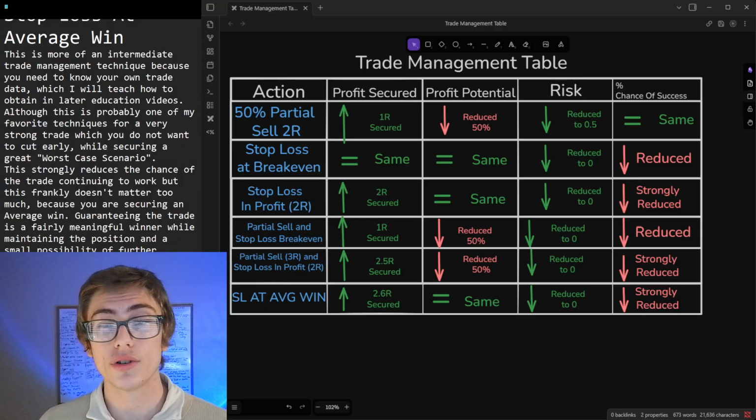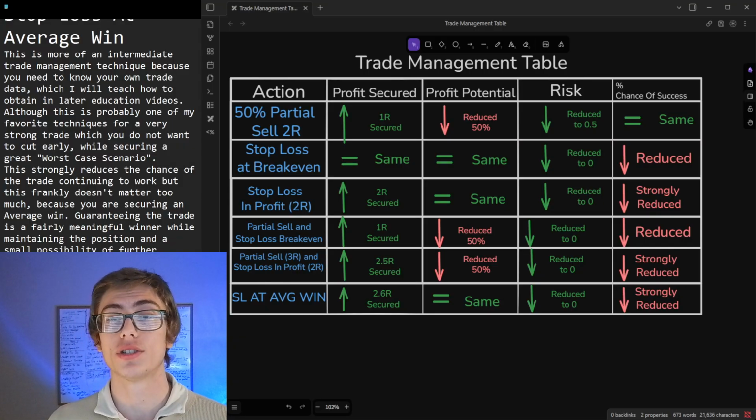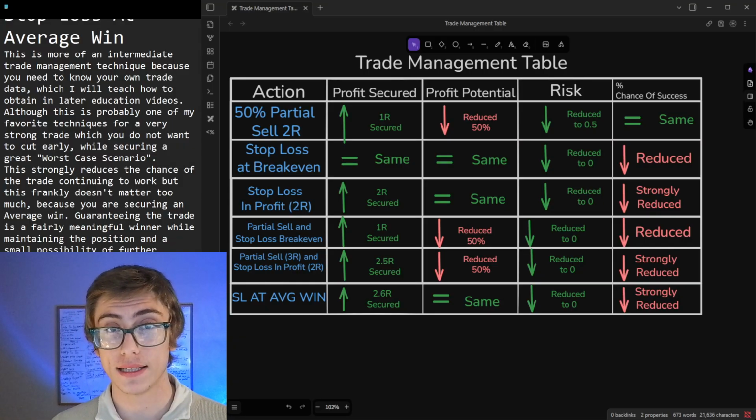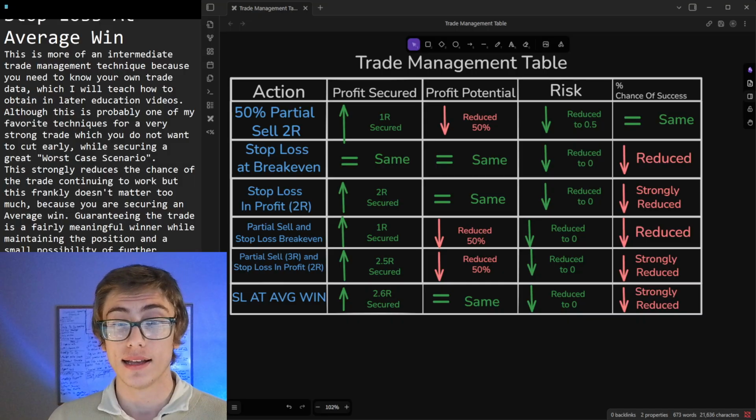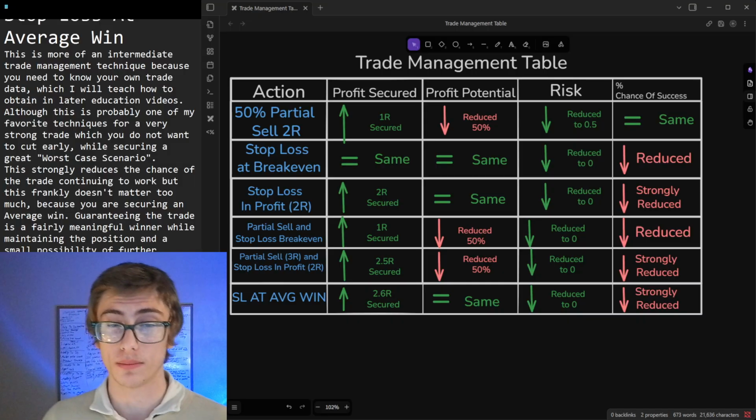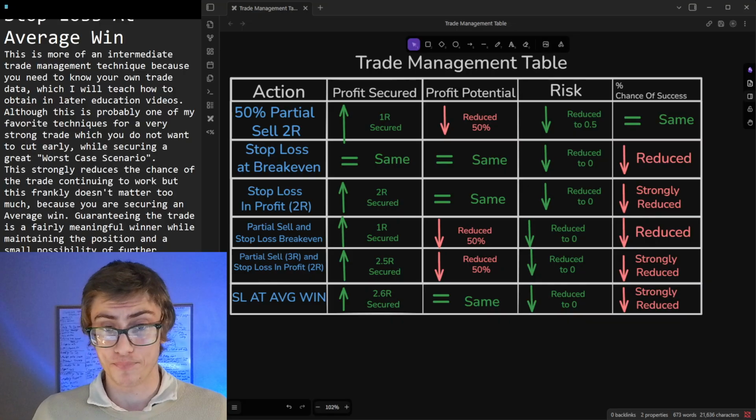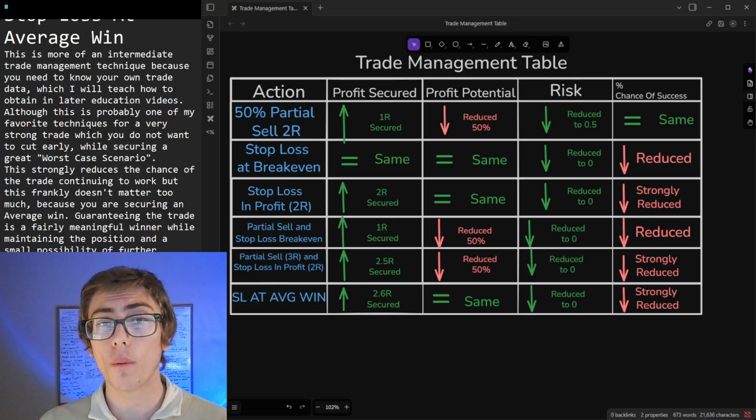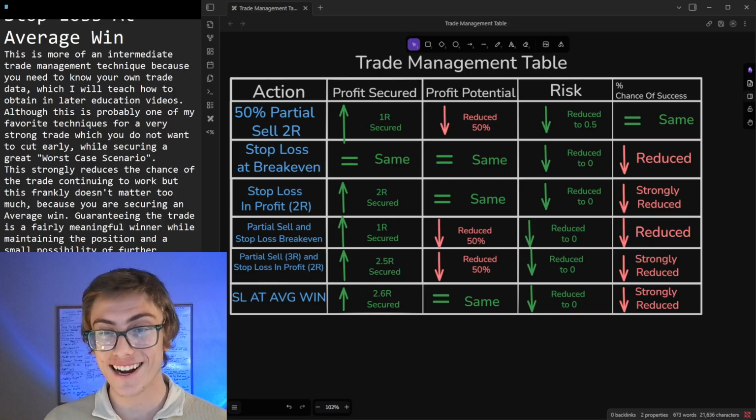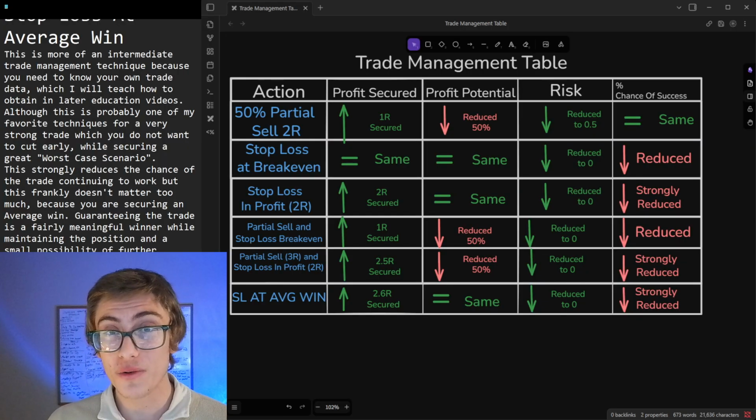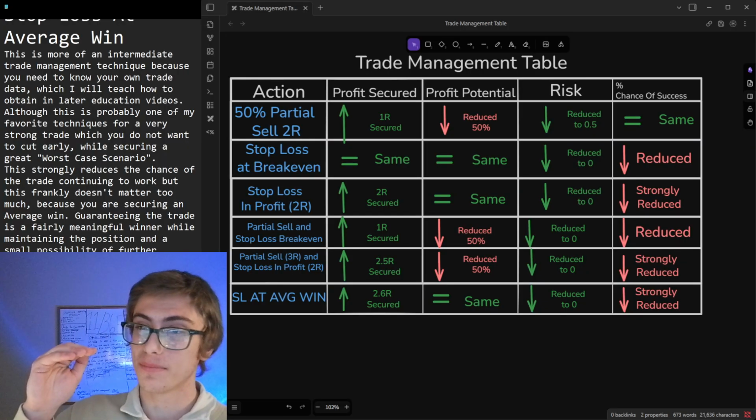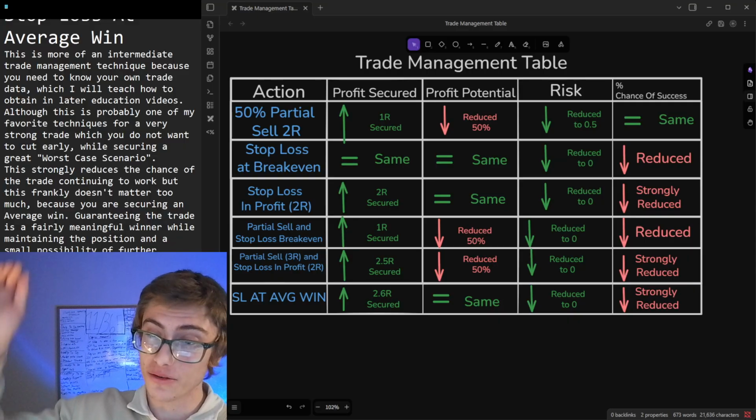So you don't reduce your profit potential. You secure strong profits at a logical point. This is the thing, it's a very logical point, your average win. Stop loss break even, stop loss in profit, so it's not always logical. Average win, you're securing a win. That's the whole purpose of ever entering a trade, right? Is to get your win. So securing a win while maintaining the possibility for an even greater win.